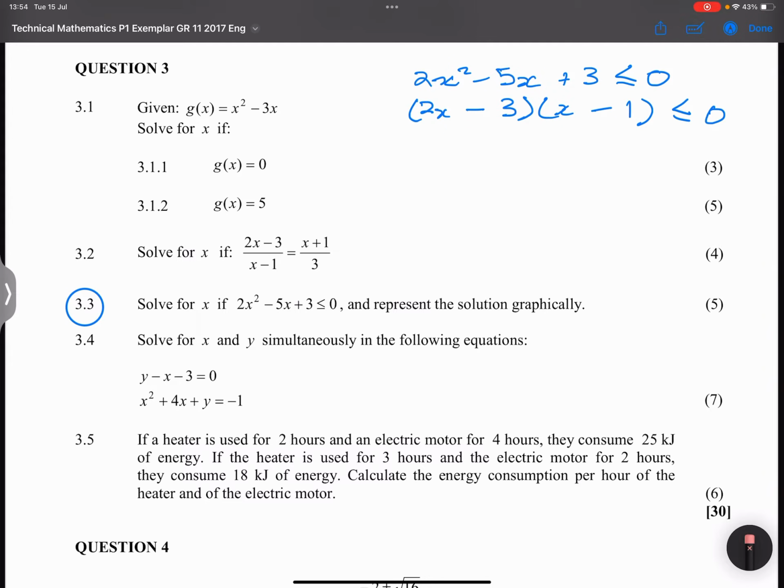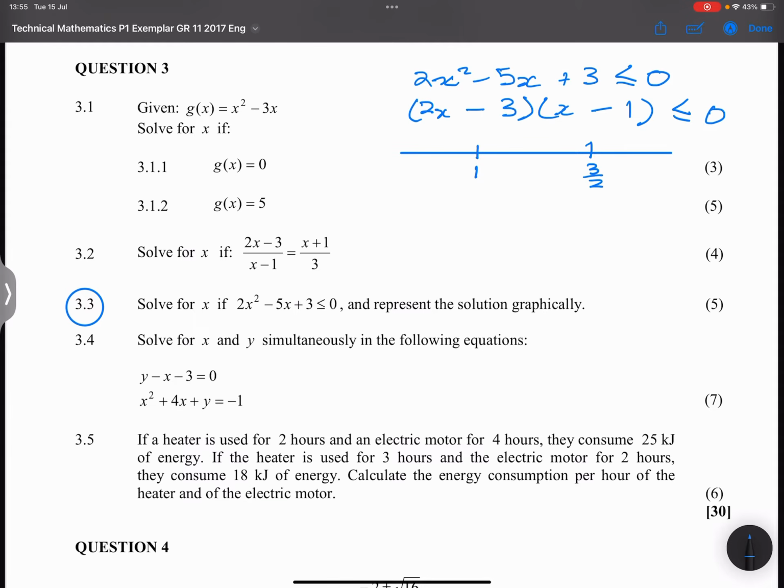Now, we've got our critical values, because if we were to solve this, we'd end up having x is equal to 3 over 2. We'd also have x is equal to 1. So we're going to put this on a number line. Remember, you start with a smaller number and then you end with the bigger number. So we've got x is equal to 1 and x is 3 over 2. So that's 1 and that's 3 over 2.